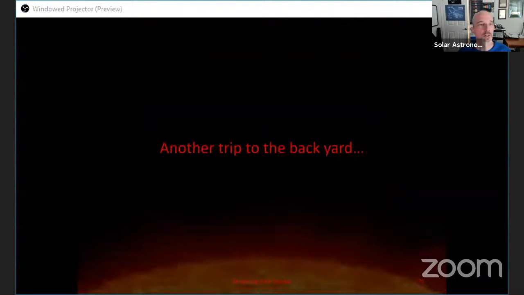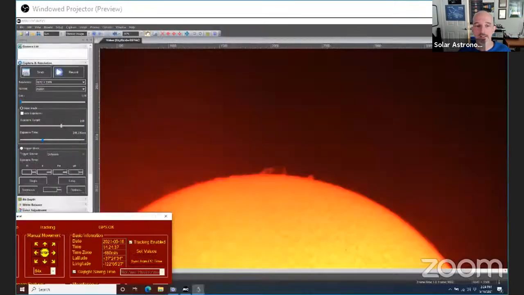Okay, so let's take another quick look at the backyard, I guess, and see, now that we've looked at those pictures of past years, let's compare that again with what the sun is presenting us today.